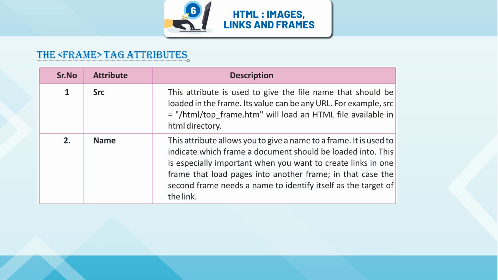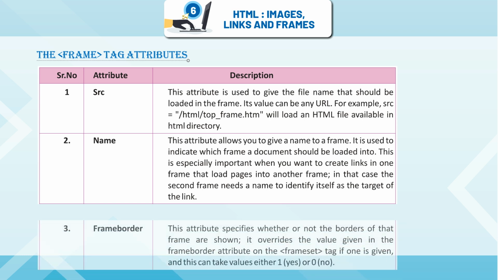2. Name. This attribute allows you to give a name to a frame. It is used to indicate which frame a document should be loaded into. This is especially important when you want to create links in one frame that load pages into another frame. In that case, the second frame needs a name to identify itself as a target of the link.